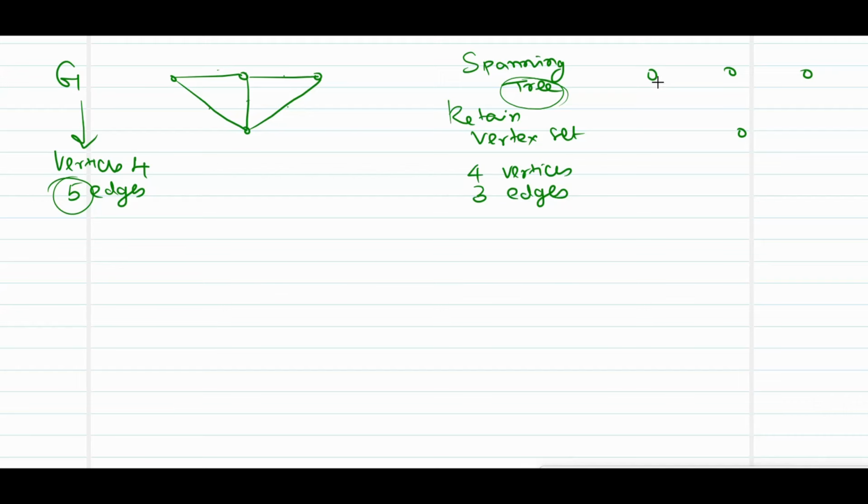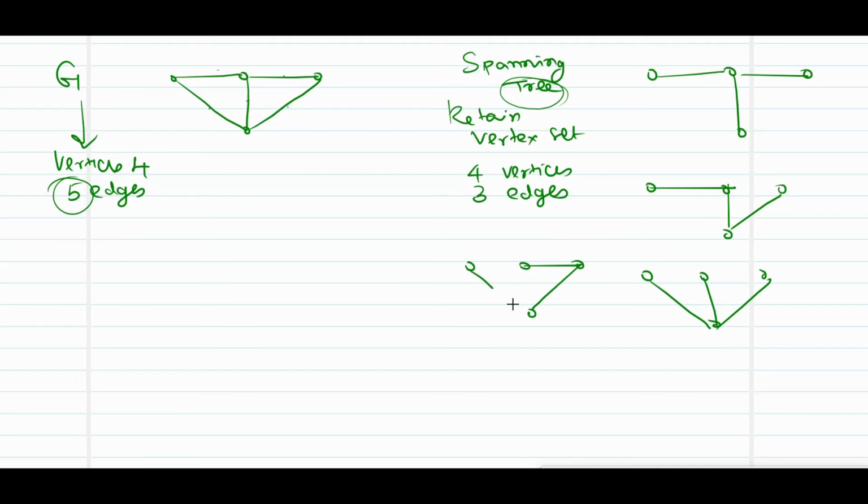I need 3 edges. Let us start adding 1, 2, 3. So this is going to be a spanning tree. Next, let me add another 3 edges. This is going to be a spanning tree. Next, this is going to be a spanning tree. And this is also going to be a spanning tree.